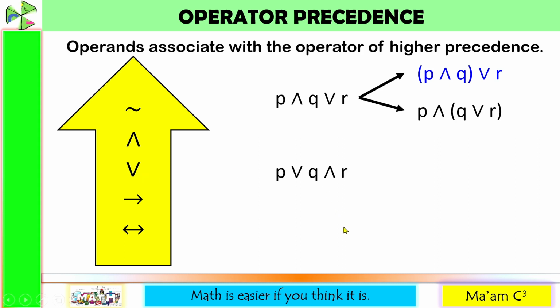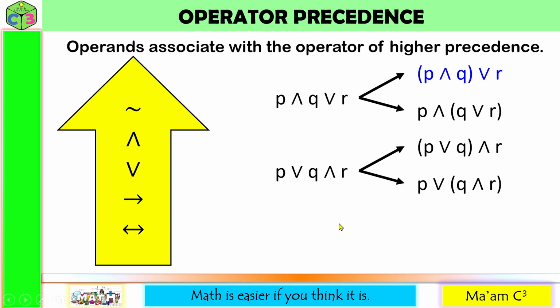Let's have another one. Is this equal to this or this one? Again, we have here disjunction and conjunction. And conjunction is of higher precedence than disjunction. Therefore, the correct answer in here is this one. The operands Q and R associate with the operator of higher precedence, and conjunction is of higher precedence than disjunction.